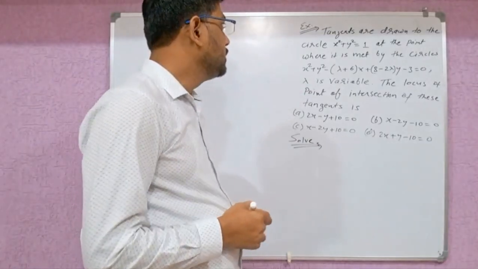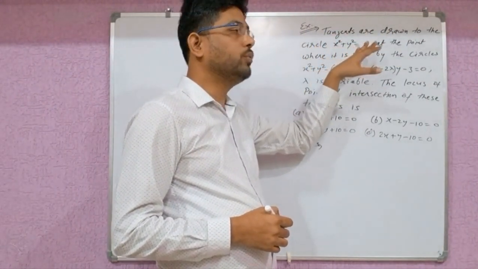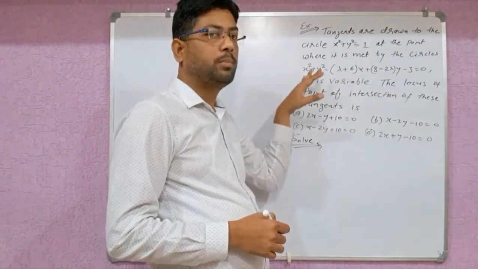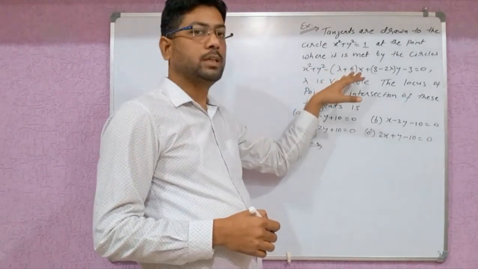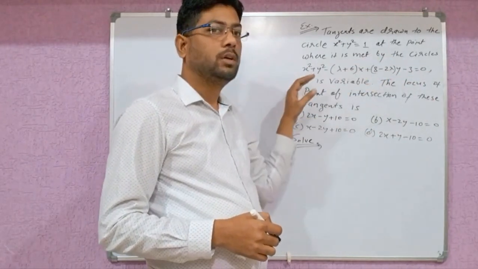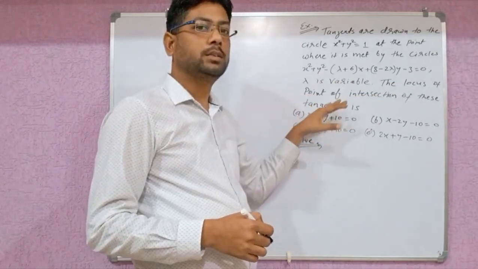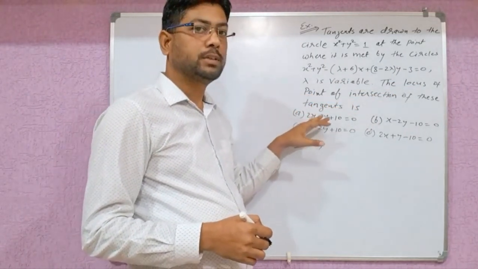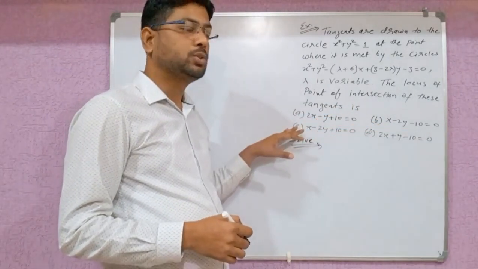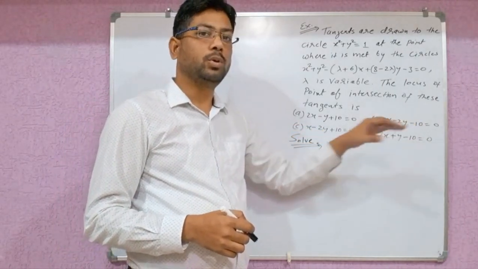So the next question is: tangents are drawn to the circle x square plus y square is equal to 1 at the points where it is met by the circle x square plus y square minus (lambda plus 6)x plus (8 minus 2 lambda)y minus 3 is equal to 0. Lambda is variable. The locus of the point of intersection of these tangents is: option A is 2x minus y plus 10 is equal to 0, option B is x minus 2y minus 10 is equal to 0, option C is x minus 2y plus 10 is equal to 0, and option D is 2x plus y minus 10 is equal to 0.